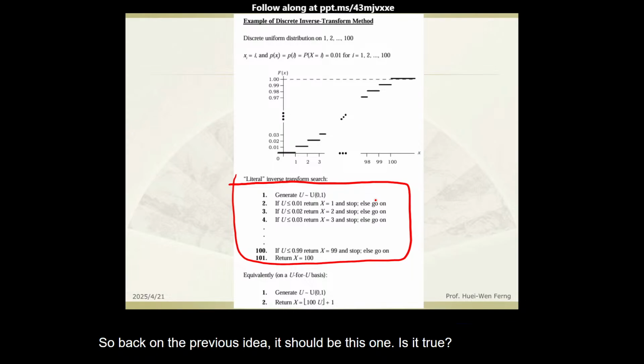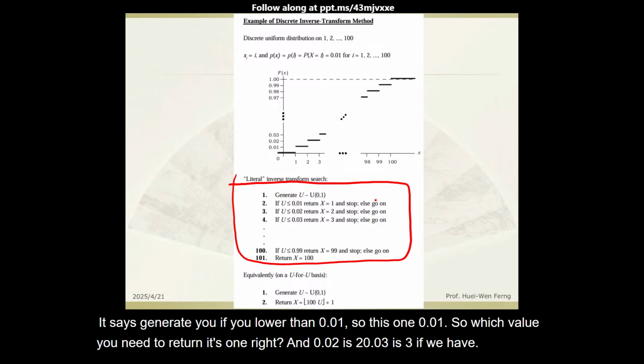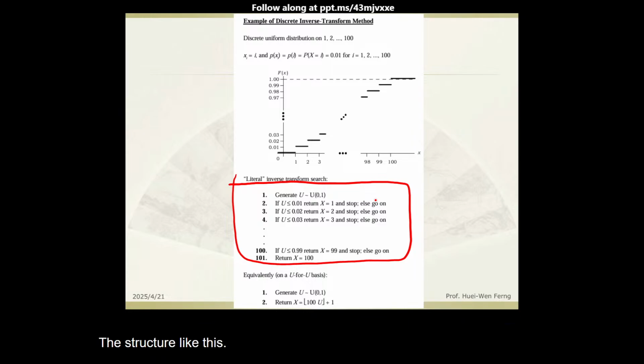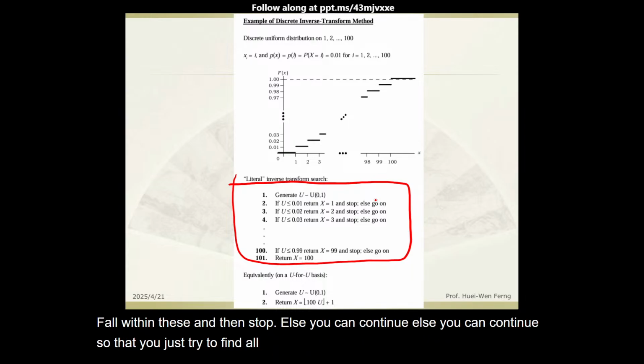It says generate U. And if U is lower than 0.01, which value do you need to return? It's 1, right? And 0.02 is 2, 0.03 is 3. If we have the structure like this, fall within this interval and then stop. Else you can continue. So you just try to find, oh, interval here, interval here, interval here.